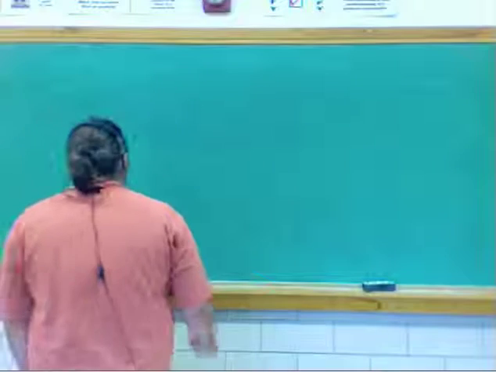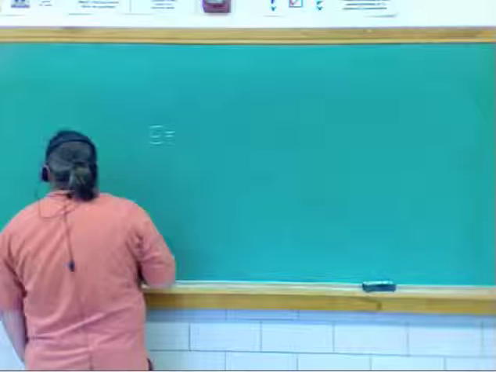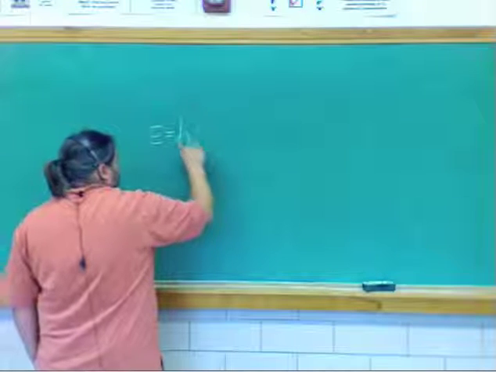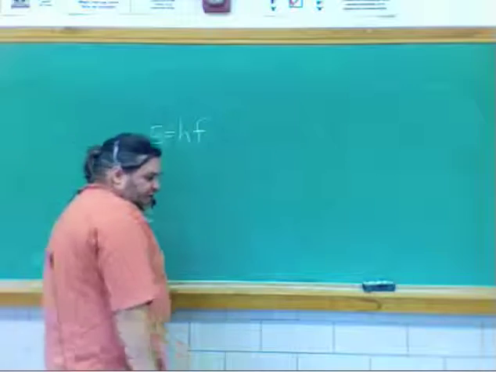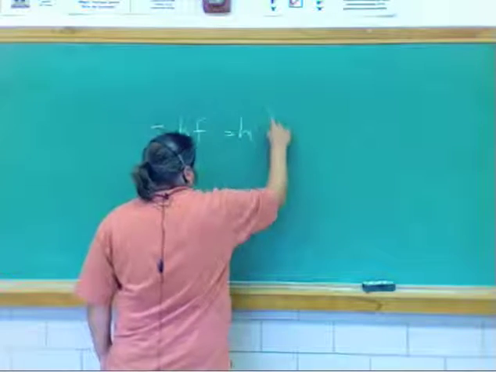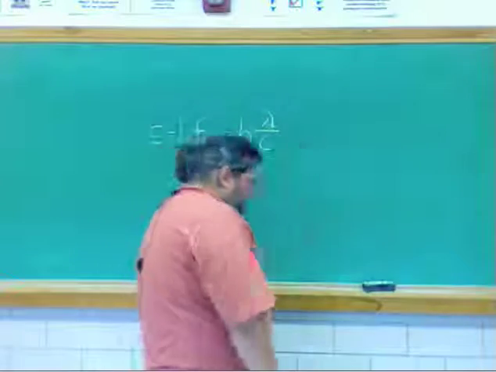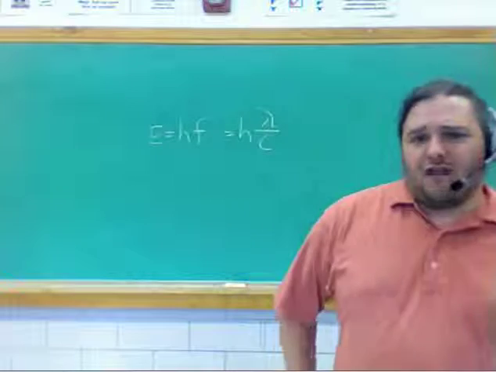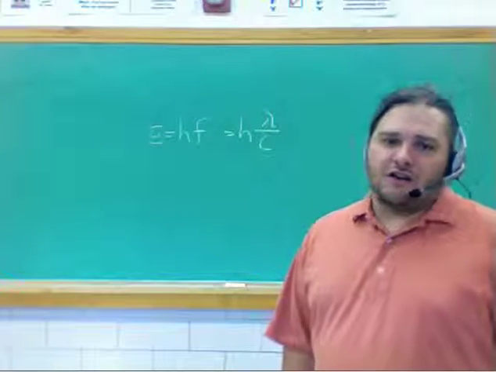So the equation for the energy of a small packet of light is equal to h, which I'll explain to you in a second, times the frequency of light, or it's sometimes expressed as h times the speed of light divided by the wavelength of light. That h is what's known as Planck's constant. It's one of the universal constants.